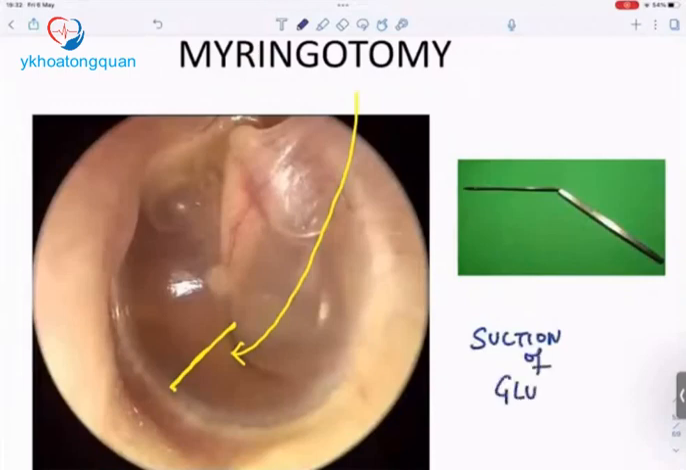And then through this myringotomy, we do the suction of glue.